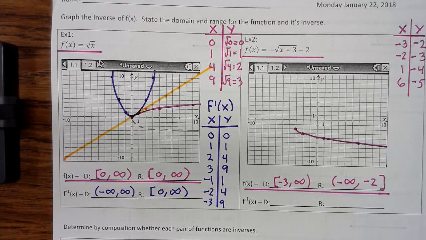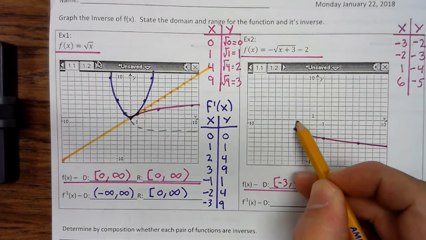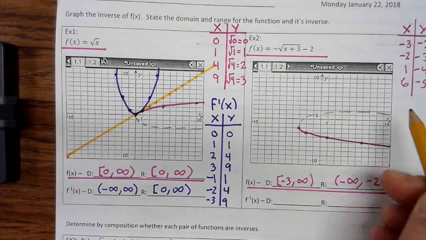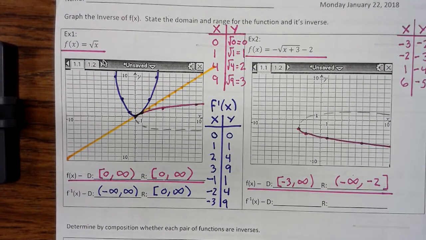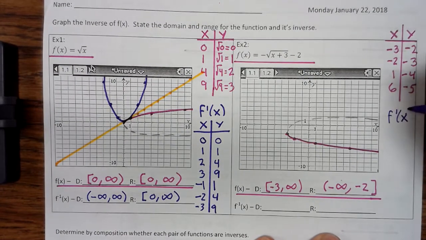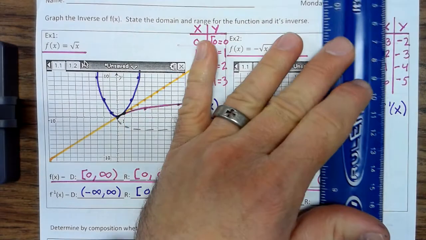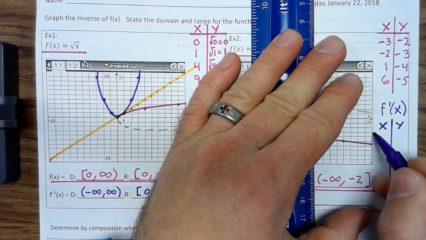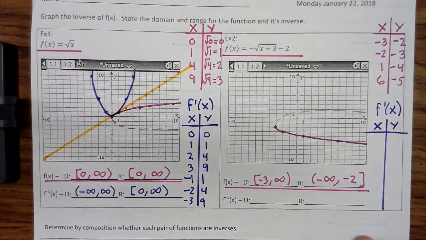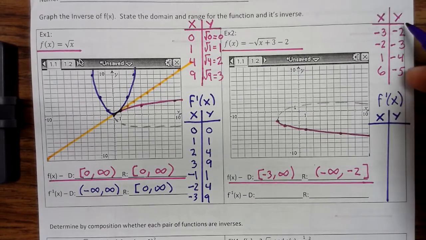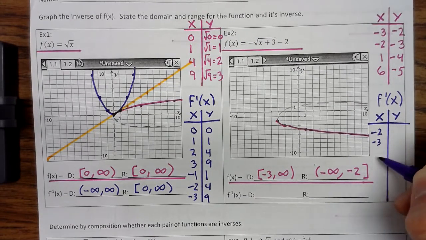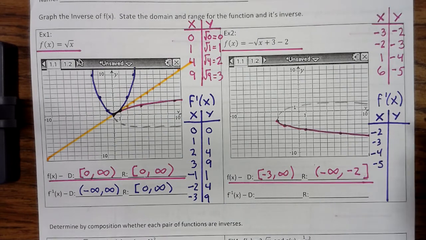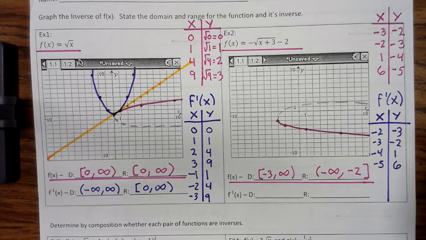Now remember, we don't graph it, but technically there's a negative square root. So technically this is there, but we just don't graph it. Okay? All right. So now let's find the inverse. So f inverse of x. So to find that, we just switch the x and y values. So then the new x's are -2, -3, -4, -5. And the new y values are -3, -2, 1, 6.